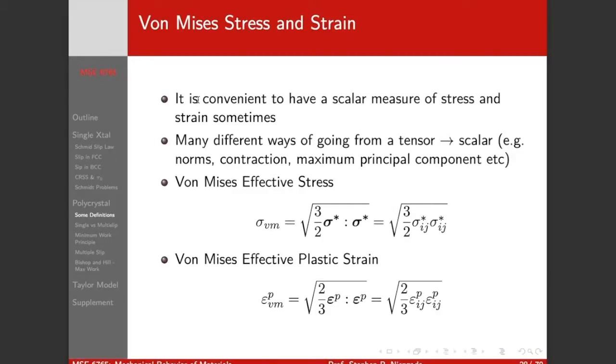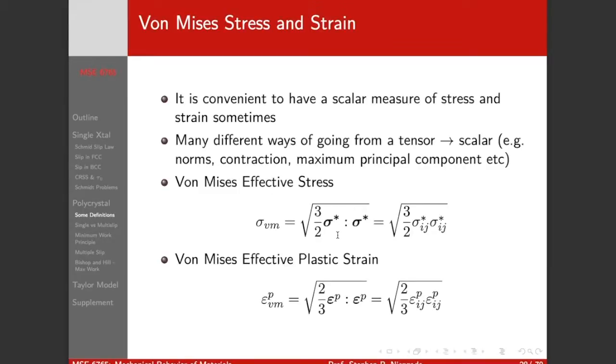Another important idea that we're going to use is sometimes we need to have a scalar measure for stress and strain. Right? Stress is a second order tensor, but it's sometimes nice to have a single number that we can use to represent the stress. And there's many different ways of going from a tensor to a scalar. We can either do norms, contraction, the maximum principal component, but a definition that is important for plasticity when we talk about yield functions later, we'll see where this comes from.